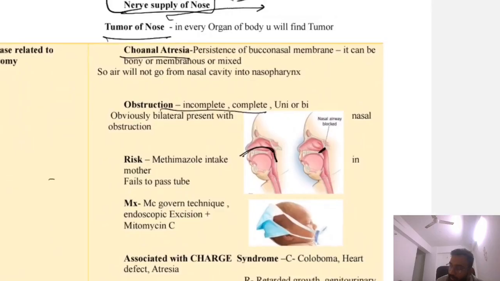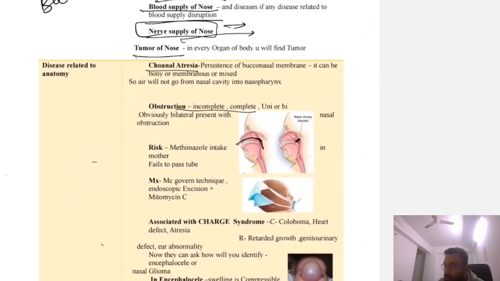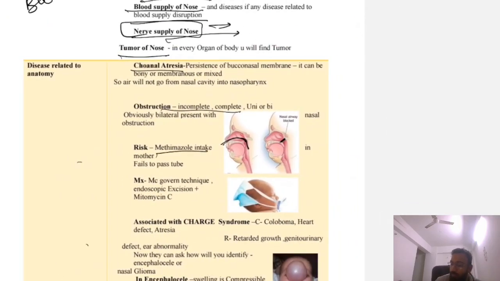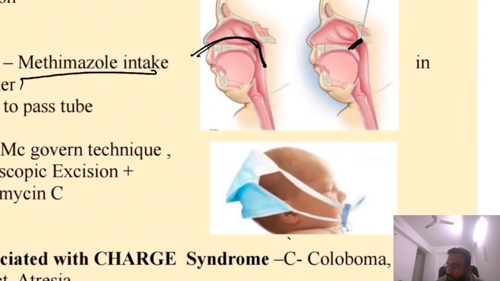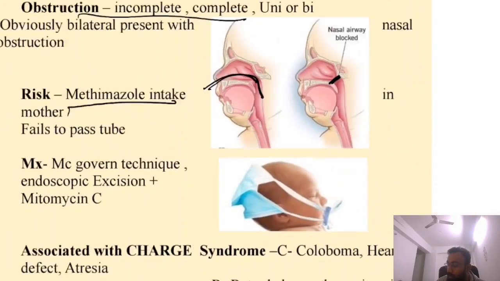So what are the risk factors? If the mother is taking methimazole, this leads to conal atresia. Now management, so management by McGovern technique. So what is McGovern technique? It is mouth breathing. You can see in this patient, this is inserted in the mouth of the patient. So his mouth is opened and the patient is doing mouth breathing.